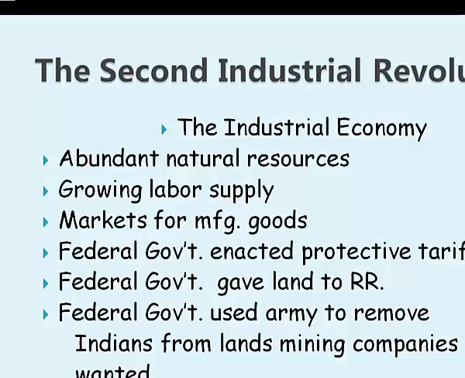The federal government, also spurred by industrial and agricultural development, began enacting tariffs to protect our industry from foreign competition. It gave land to railroads and used the army to remove Indians from the western lands, which was wanted by white farmers and white mining companies.